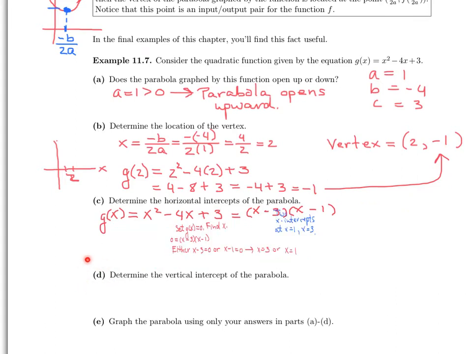Now let's look at part D. Determine the vertical intercept of the parabola. Well, to find a vertical intercept, we set our input equal to 0. So in this case, that means we're going to set x equal to 0 because that's our input variable, and we find our output. So if I substitute 0 into the function, we get 0 squared minus 4 times 0 plus 3. When you simplify, you get 3. So the vertical intercept is 3.